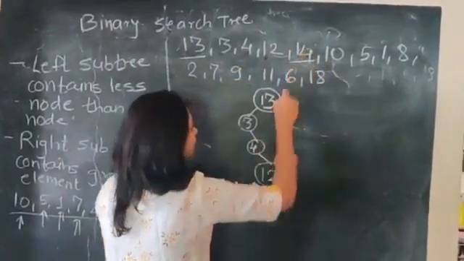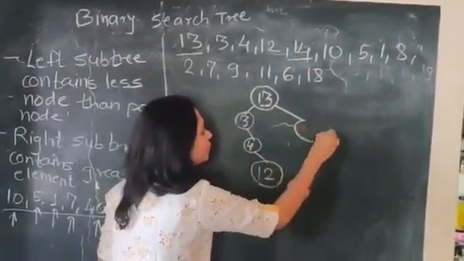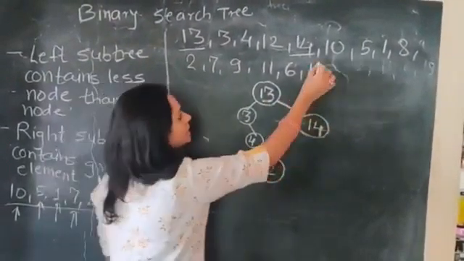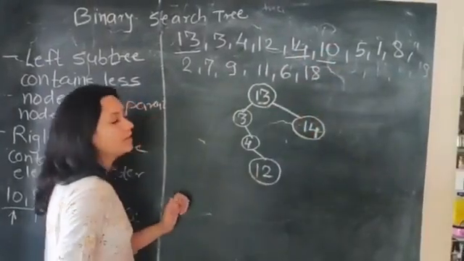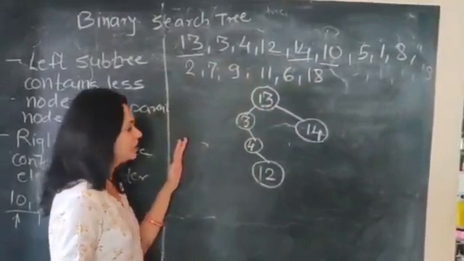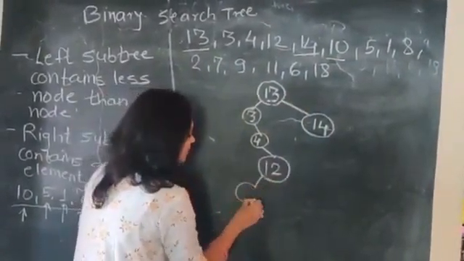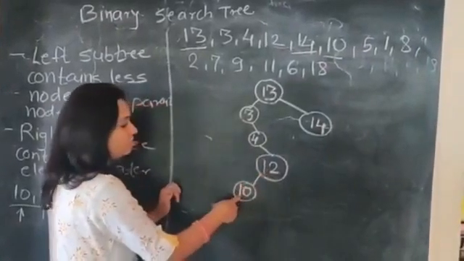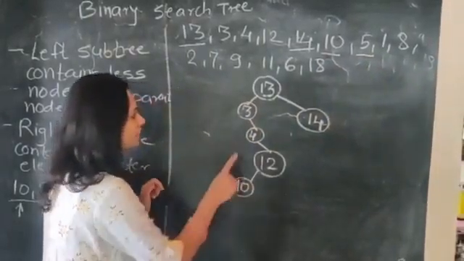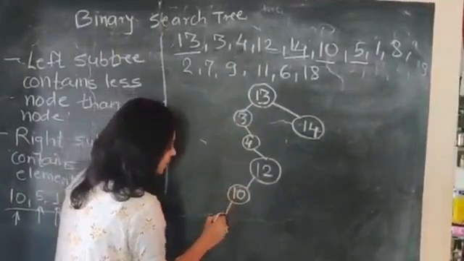Next is 14. 14 is greater than 13. So you will keep 14 at the right hand side of this particular tree. Next is 10. 10 is smaller than 13, so 10 will be in the left hand side tree, and 10 is less than 12. So it is kept at the left hand side of 12. Next is 5. 5 is again less than 13, so we will keep 5 at the left hand side of 10.